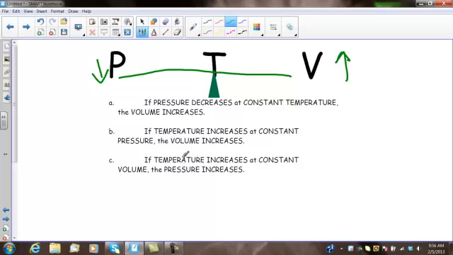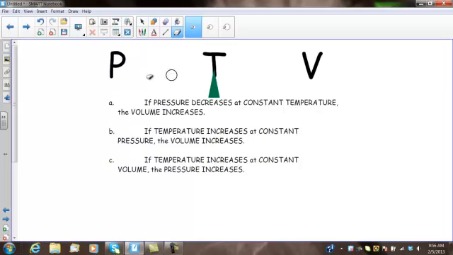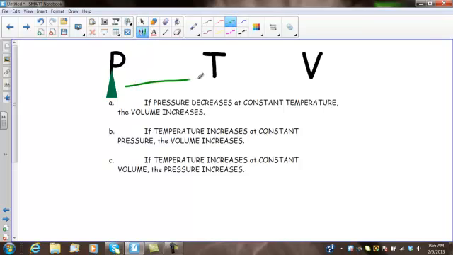B. If temperature increases, so let me erase this. If temperature increases, so I'm changing things, what's going to be constant? At a constant pressure, so I have to move my fulcrum over here. Okay? So now I basically only have one side of the seesaw. If I increase my temperature, then my volume is also going to increase.